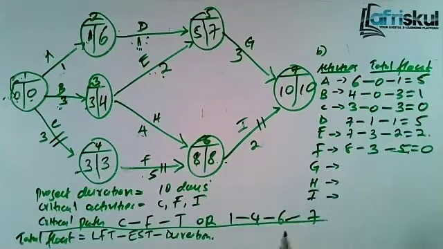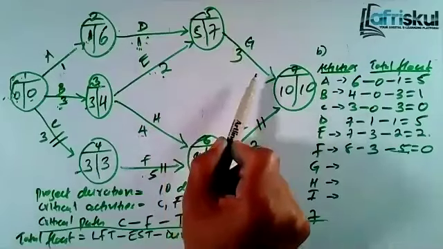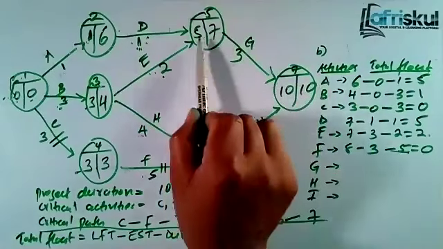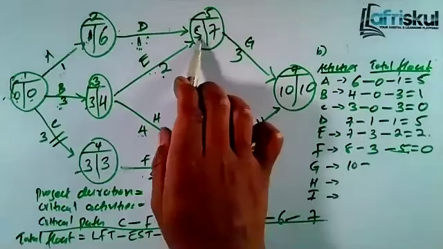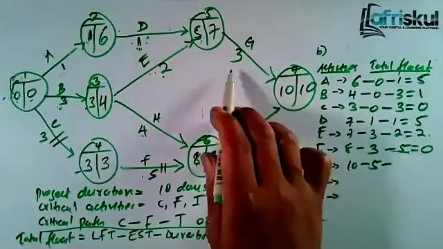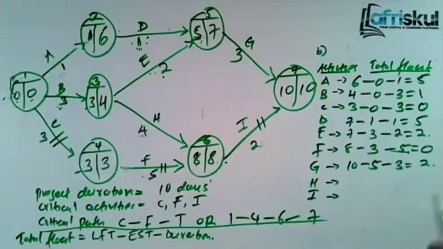Let's go to G. Here we have G. So it is here mwisho, he. So it will be 10 minus 5 minus duration of 3, and you will get 2.